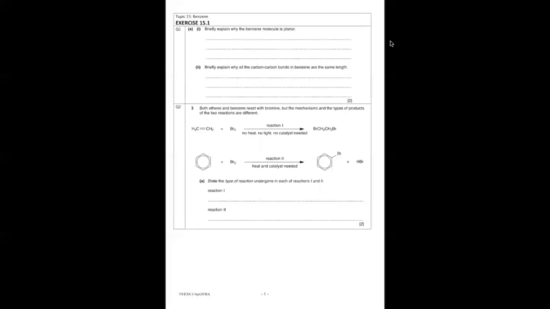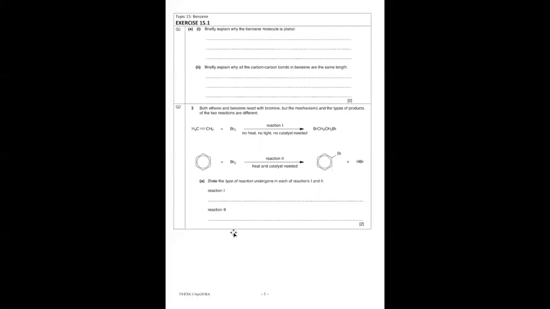Now you need to go back to this. Okay, right. Exercise 15.1. I hope everyone has this in front of you, and also make sure that you are listening. Okay, right. Briefly explain why the benzene molecule is planar.